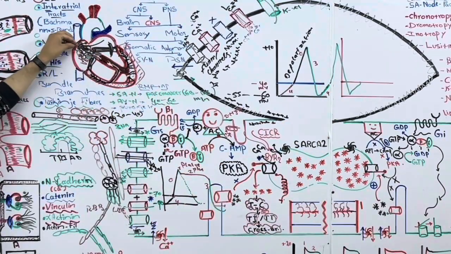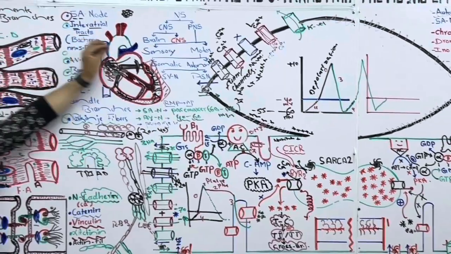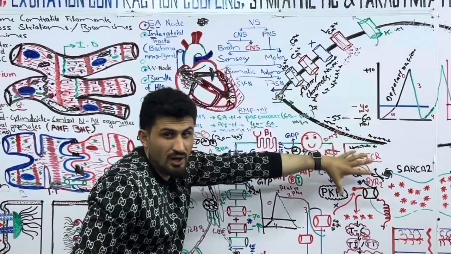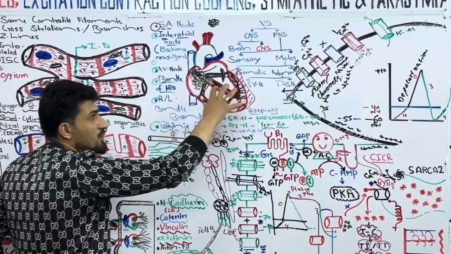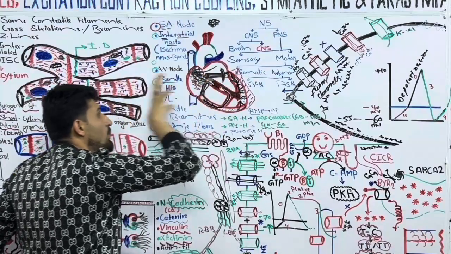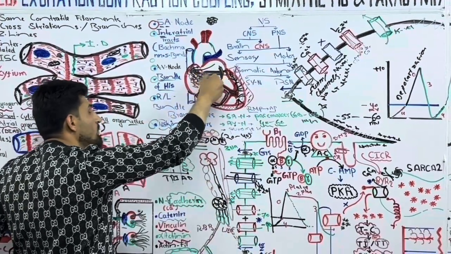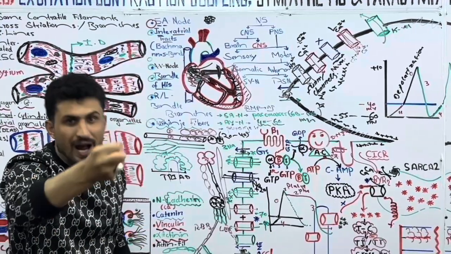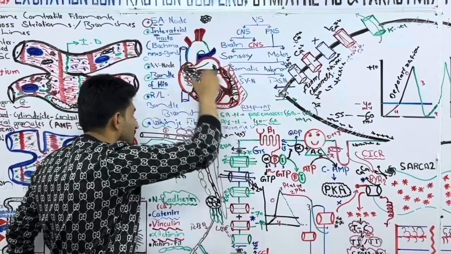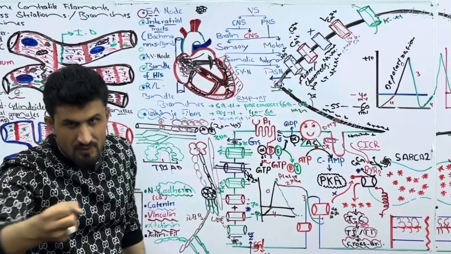So when the SA node produces depolarization and repolarization, all these depolarizations and repolarizations go from one cell to the next cell by gap junctions, and all of the myocardium goes to contraction, and the contraction of myocardium is called systole.